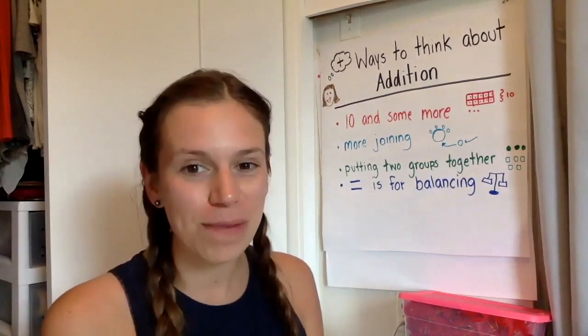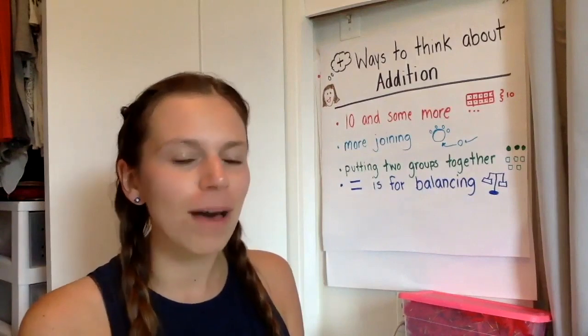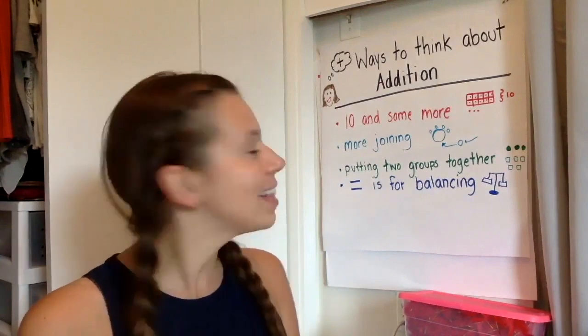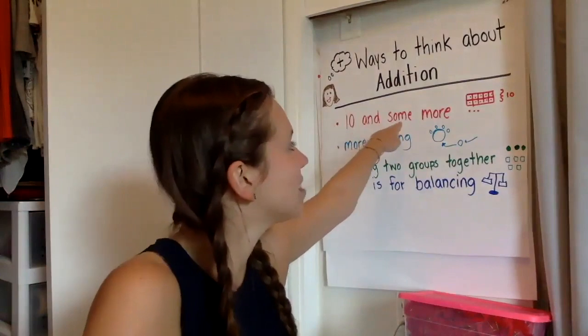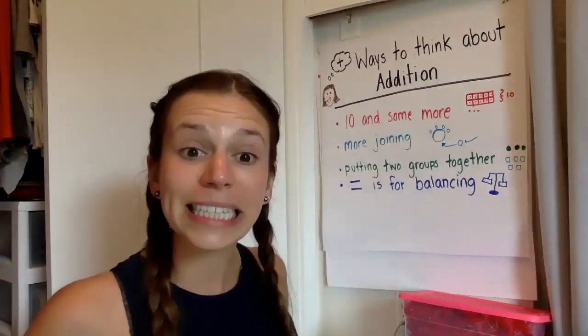Today we're going to be thinking more about addition. We are going to be talking about a special kind of addition. This is the kind where you have 10 and some more to make a teen number.